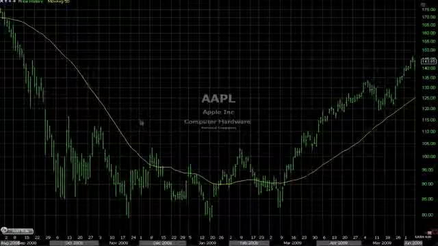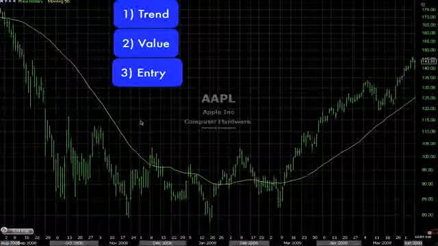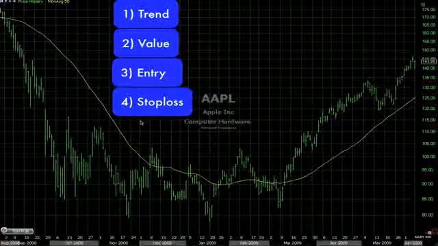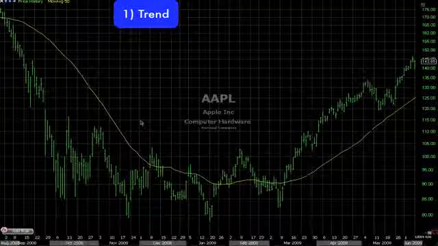MAs can be used for four things: trend, value, entry, and stop loss. I'm going to show you all four, but I'll start with trend.